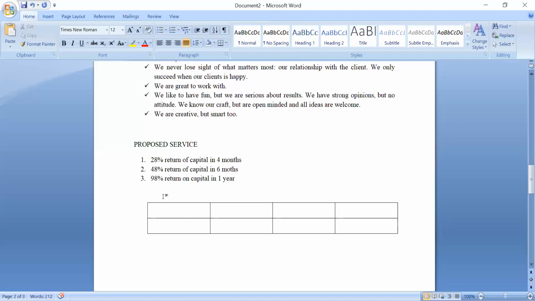Let's say first month. So amount in dollars. We're putting it in dollars. $1,000. Okay, return on it. With this, that would be like 8% in a month. So what is 8% of $1,000?